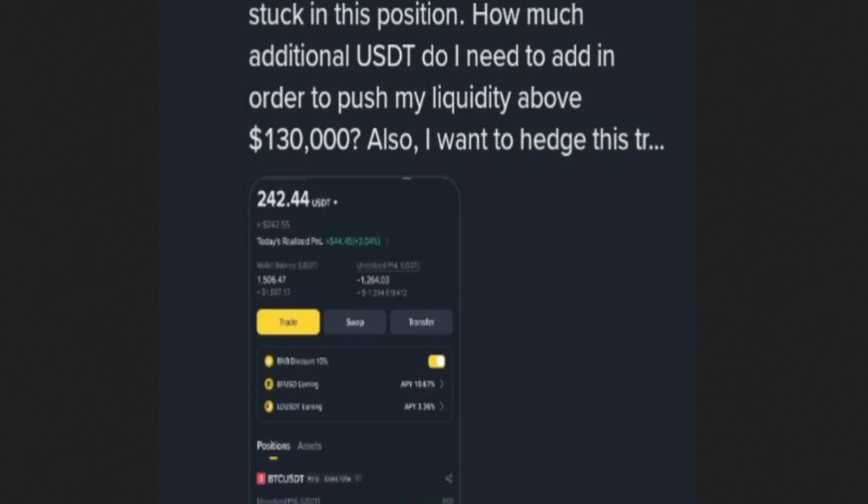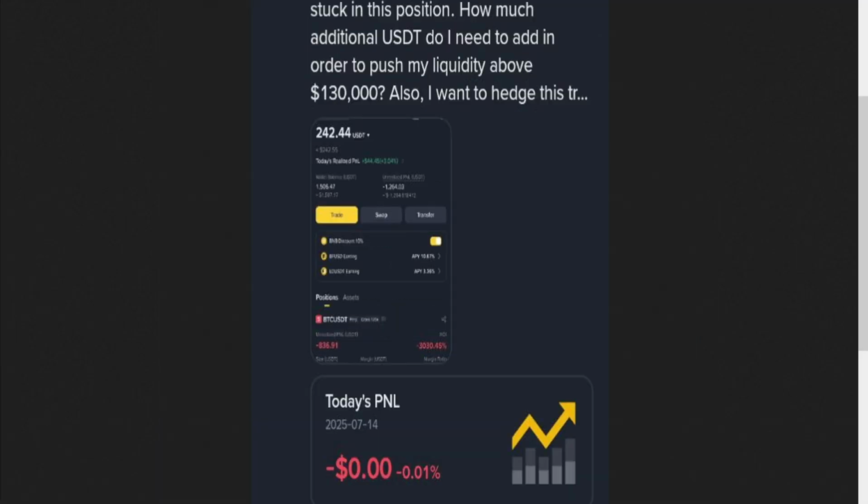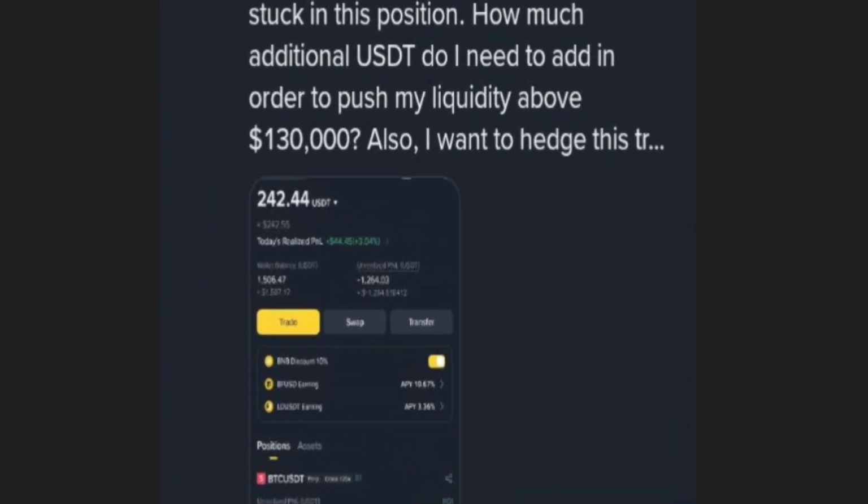All right. So we're talking about the difference between cross margin and isolated margin. I hope you learn and take something home from this video. "I need some expert advice. I'm currently stuck in this position. How much additional USDT do I need to add in order to push my liquidation price above 130? Also, I want to hedge this trade."